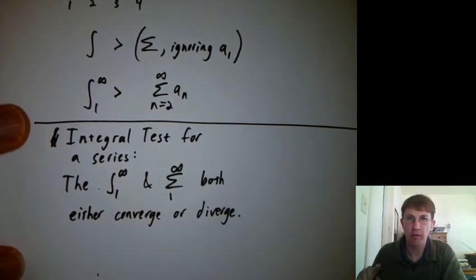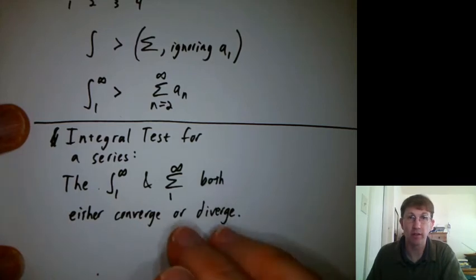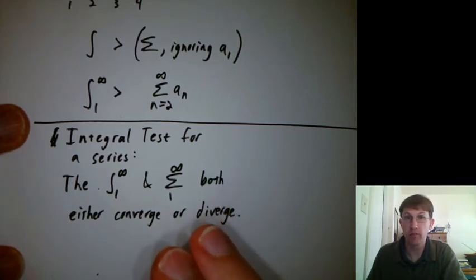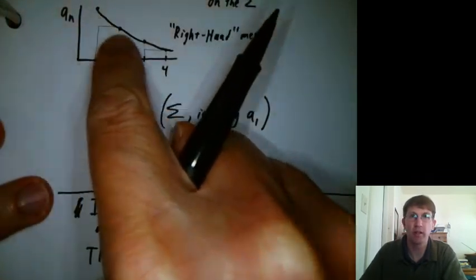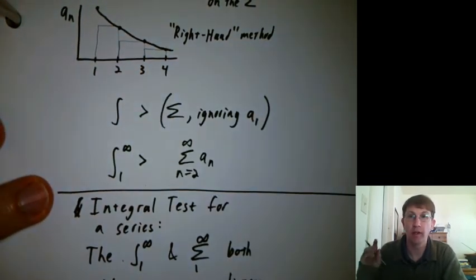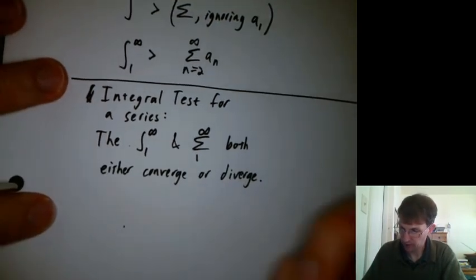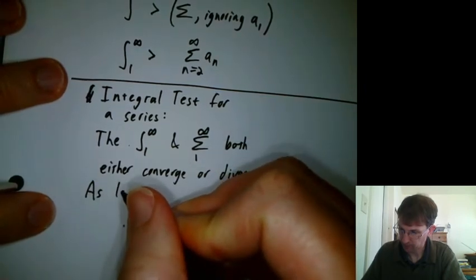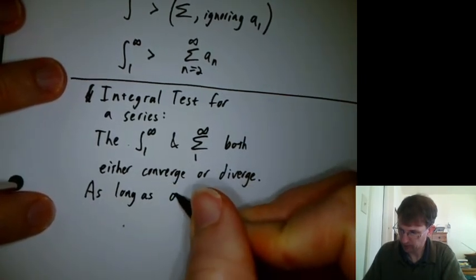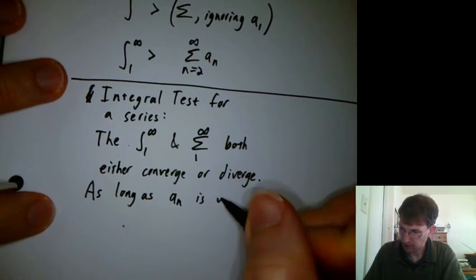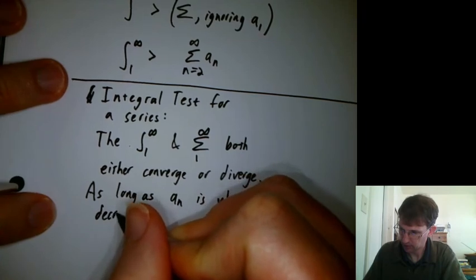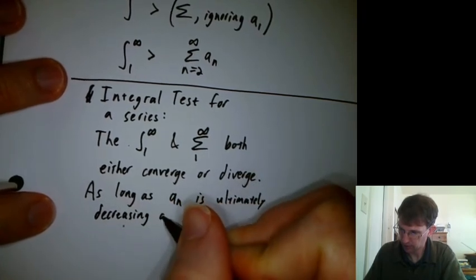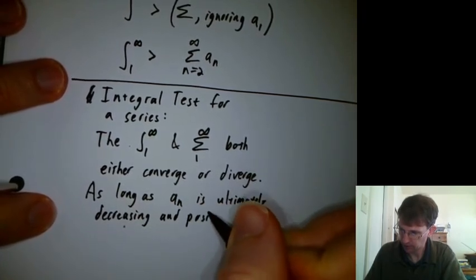So remember, what were our conditions on this? Was it just for p-series? No, the diagram here, we weren't specifying exactly what formula was going on here, but it had to be ultimately decreasing and ultimately positive. As long as a sub n is ultimately decreasing and positive.